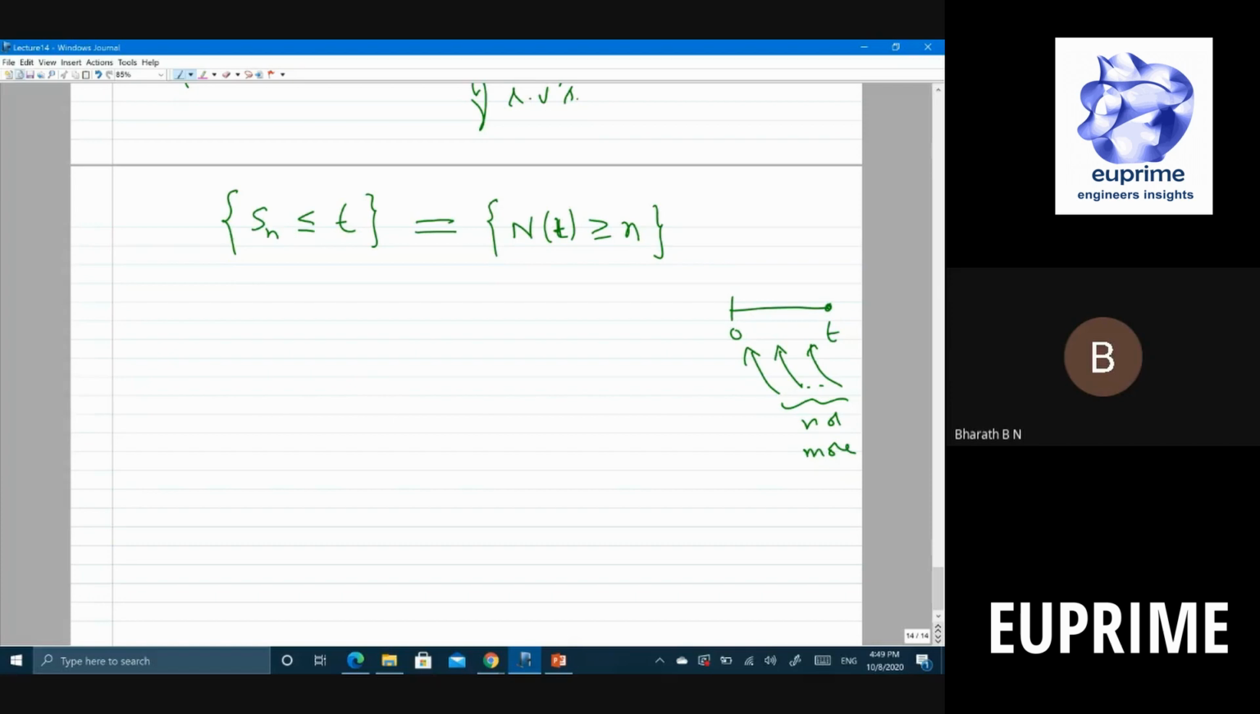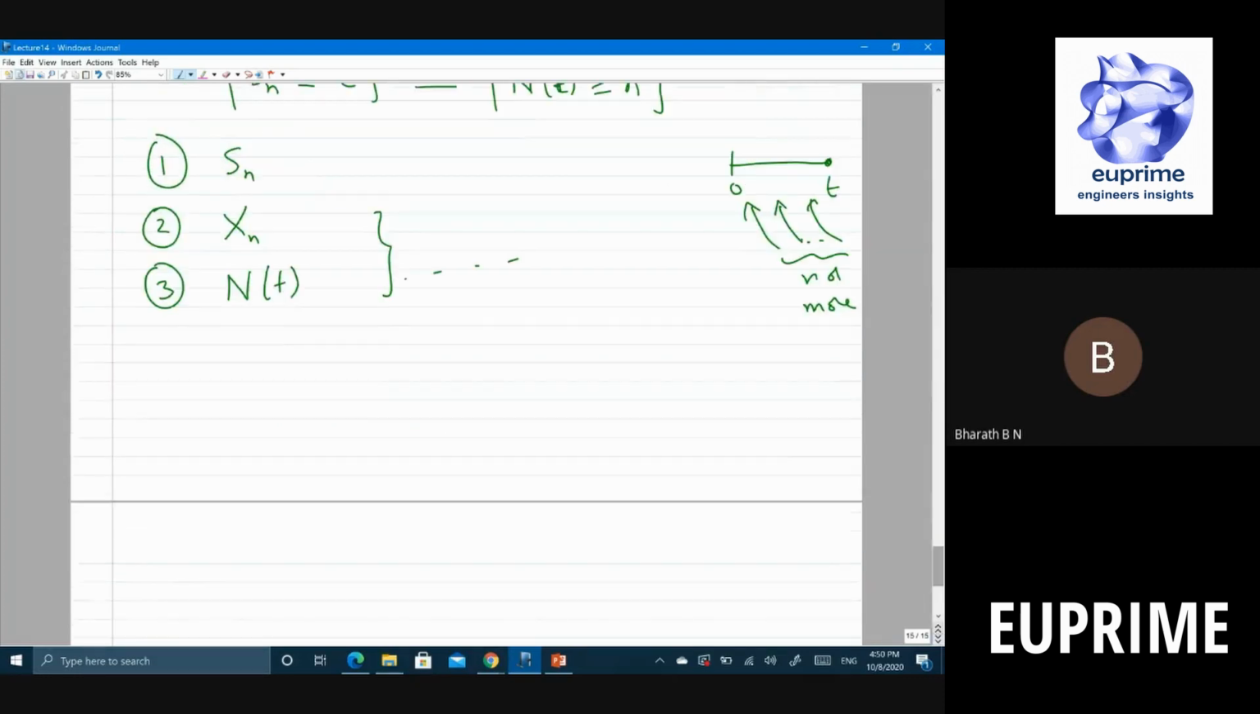Okay, sir. So to summarize, we looked at three things: Sn, Xn, and N of t. These three entities. Mostly we will deal with these two, because Sn is a very complicated process. Now let's look at how to model the arrival process. There are different ways of modeling an arrival process, so let's look at one of them, which is called the Poisson.